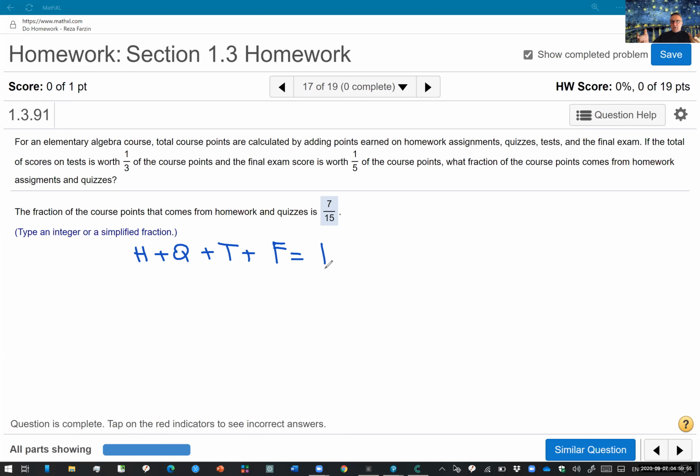1 is 100%, right? Remember, 100% means 100 over 100, which is what? 1. So when somebody says, hey, put 100% of yourself into it, that means put 1 whole of yourself into it. So that means put all of yourself into it. Okay, so that's what we mean. So now they're saying the total of the course scores on tests is 1/3. So instead of test here, I'm going to put 1/3. And the final exam is 1/5.